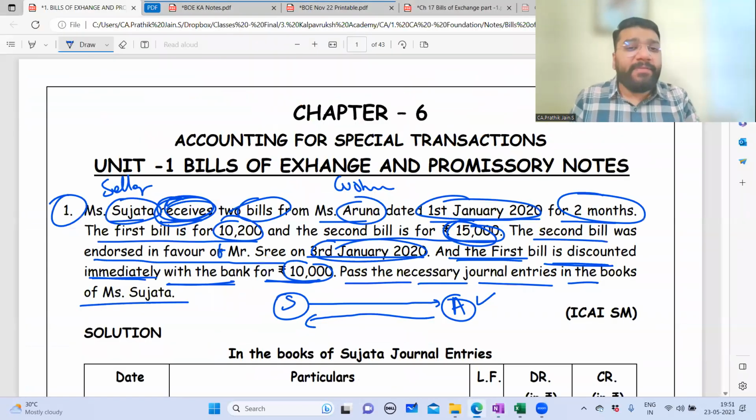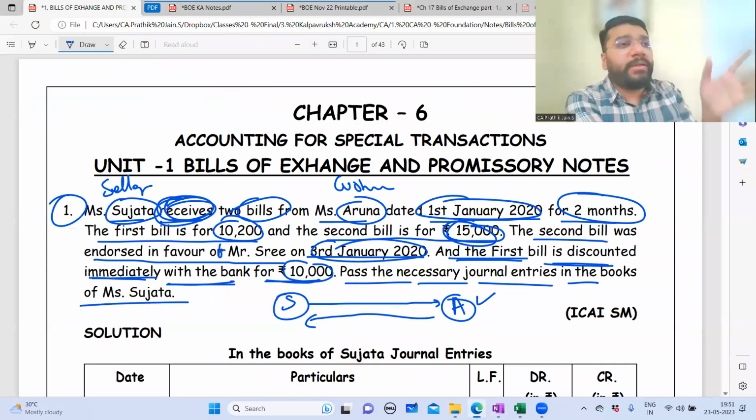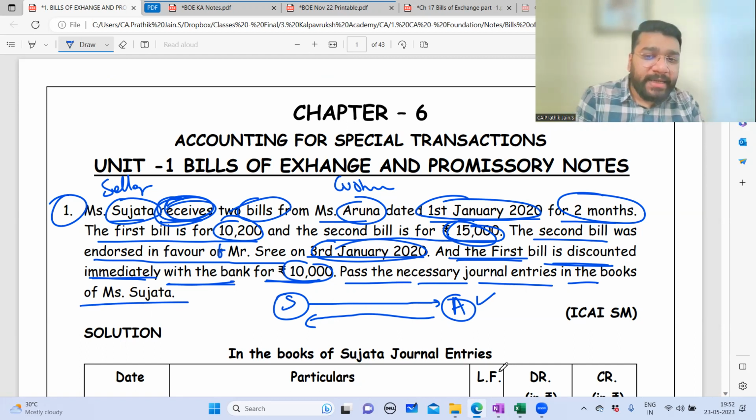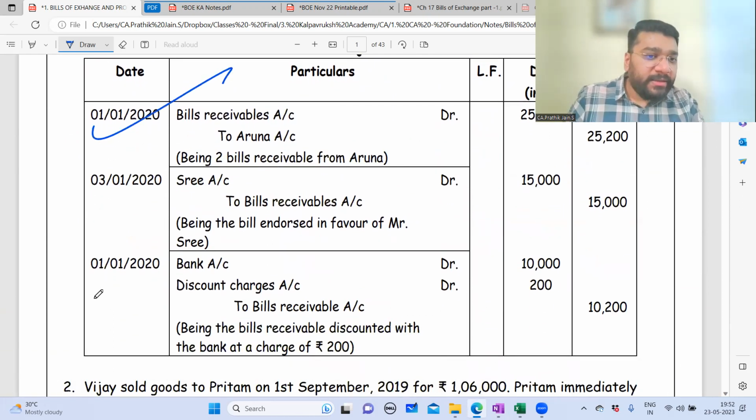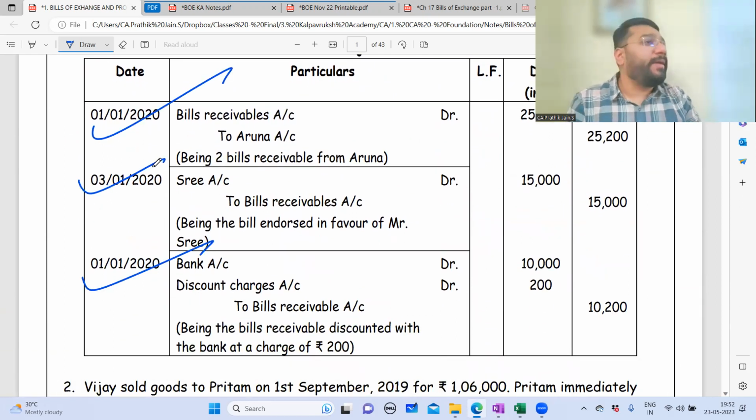Now guys, anywhere in the question have they mentioned that on the due date the bill has been met, or on the due date the bill is not met? Is any information given? Nothing is given. We'll stop the transaction here itself. Pass the necessary journal entries in the books of Mrs. Sujata. There is no information about the bill being honored or dishonored. You cannot assume it is honored. You cannot assume it is dishonored. So you'll stop it here. So these are the 3 entries. This is the first entry, this we wrote as the second entry, and this we wrote as the third entry.